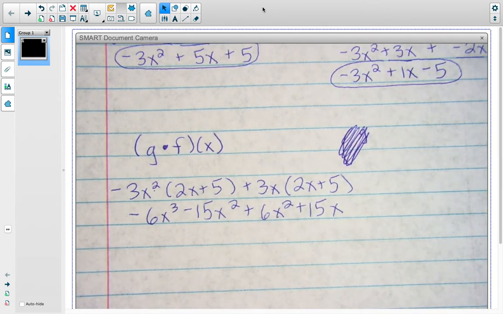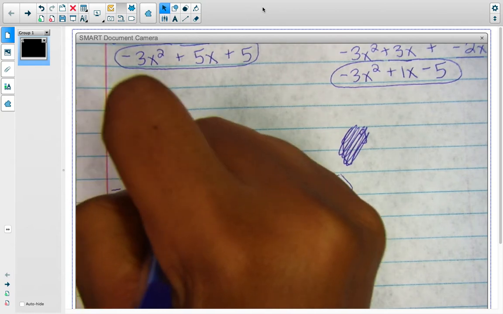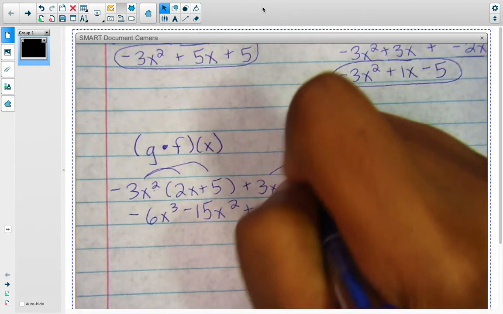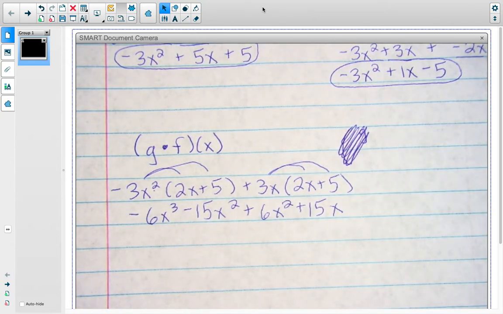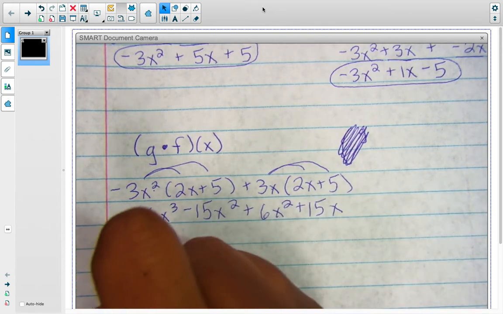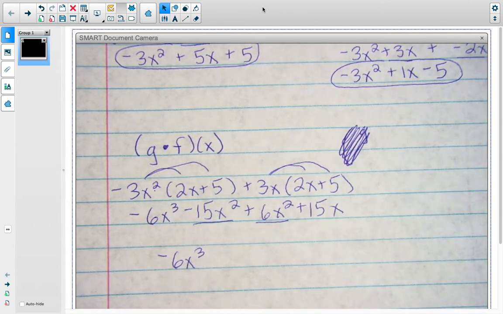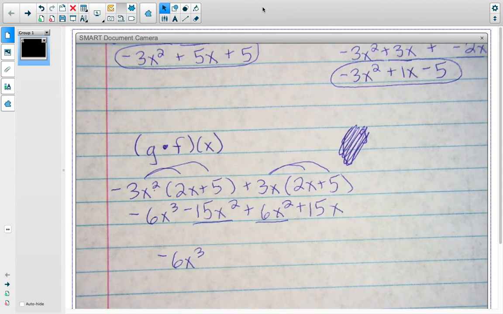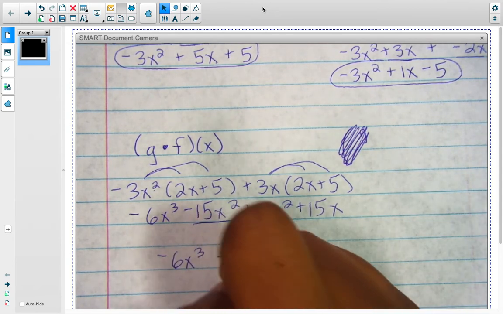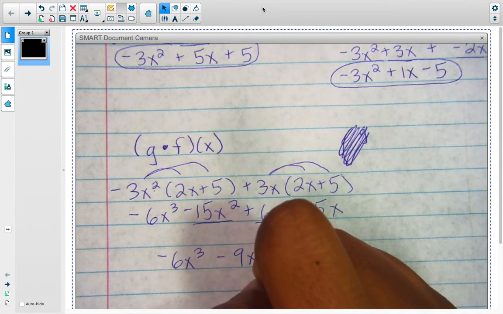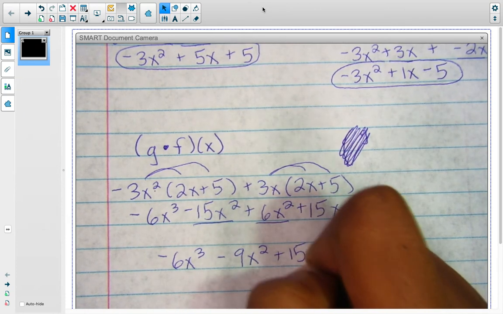So we did the distributive property. If you need to put your arrows at the top so that you can keep track of what you're multiplying by, there is nothing wrong with doing an additional step as long as it leads you to the correct answer. Now I need to look and see if I have any like terms. Nothing goes with the cubic term, so I just bring that down. These two terms go together, so that's going to give me negative 9x squared. And nothing goes with my linear term, so I just bring it down.